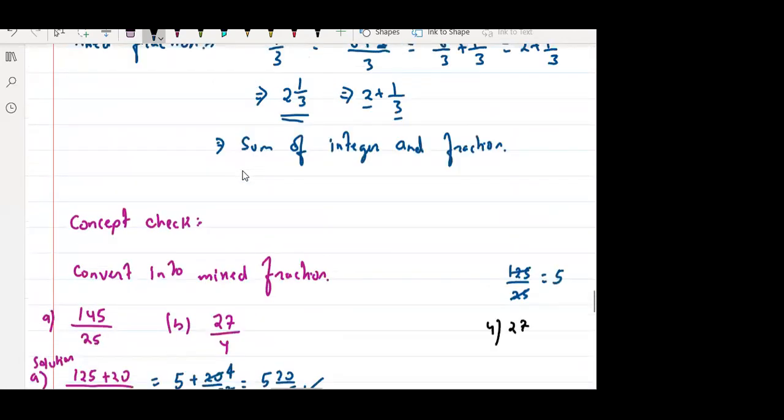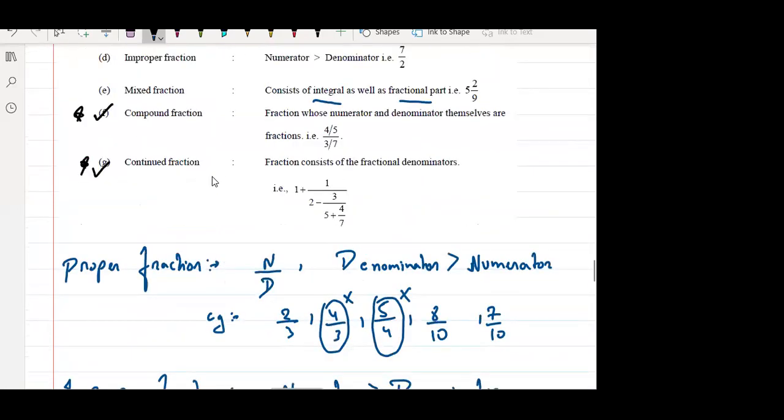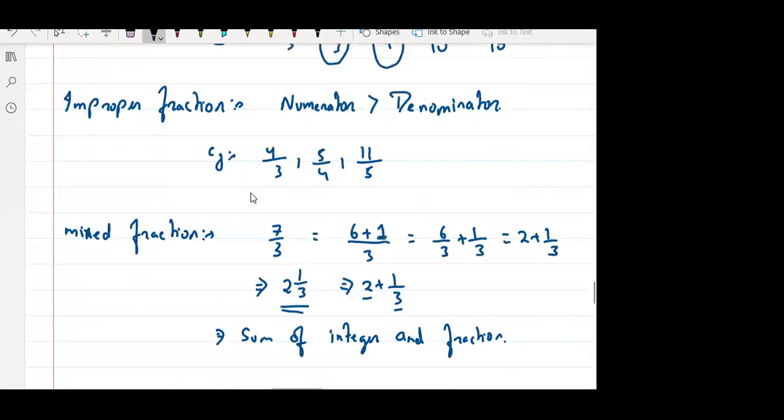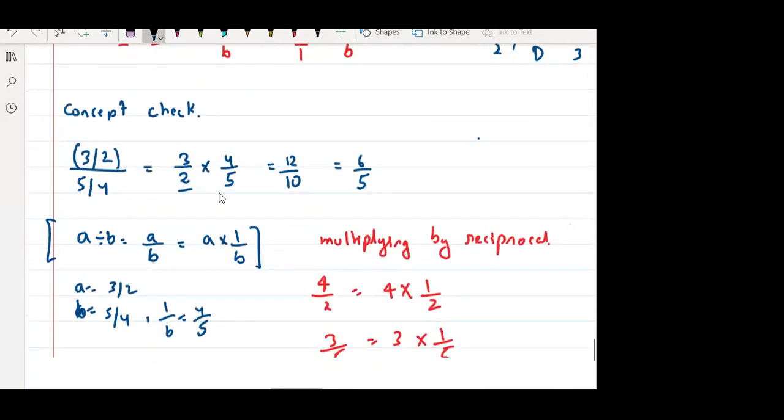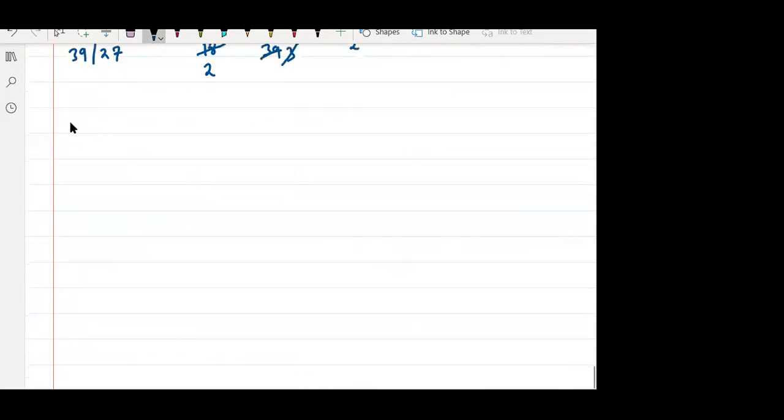नेक्स्ट क्वेश्चन तुमको यूज करना पड़ेगा. लेट्स टॉक अबाउट लास्ट, व्हिच इज कंटिन्यूड फ्रैक्शन. सो सी, राइट, ये बहुत ही इंटरेस्टिंग, बहुत ही कंफ्यूजिंग है. कंटिन्यूड फ्रैक्शन मींस अभी यहाँ पे क्या हो गया, दिस इज अ मिक्स्ड फ्रैक्शन, कंपाउंड फ्रैक्शन. कंटिन्यूड फ्रैक्शन इज अ मिक्स ऑफ मिक्स्ड फ्रैक्शन एंड कंपाउंड फ्रैक्शन. ठीक है, डेफिनिशन याद रखने की जरूरत नहीं है, बट सॉल्व कैसे करेंगे वो याद रखना है, राइट?